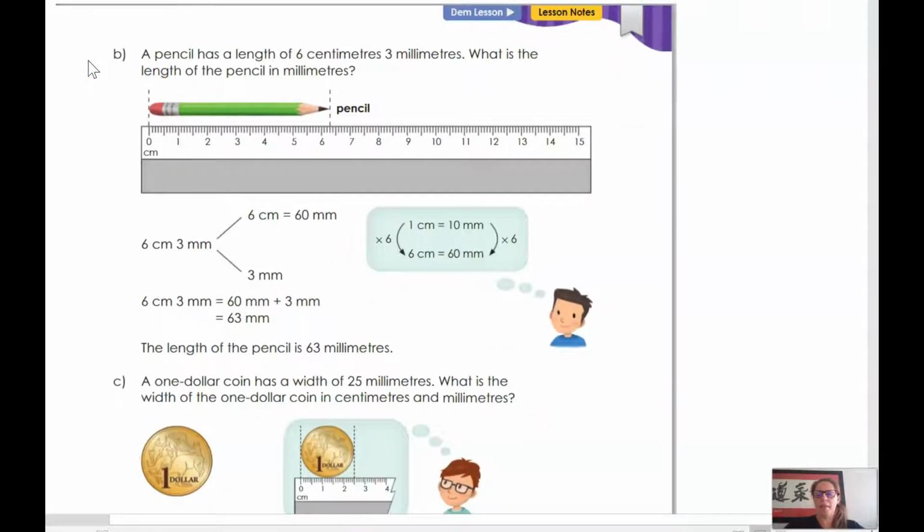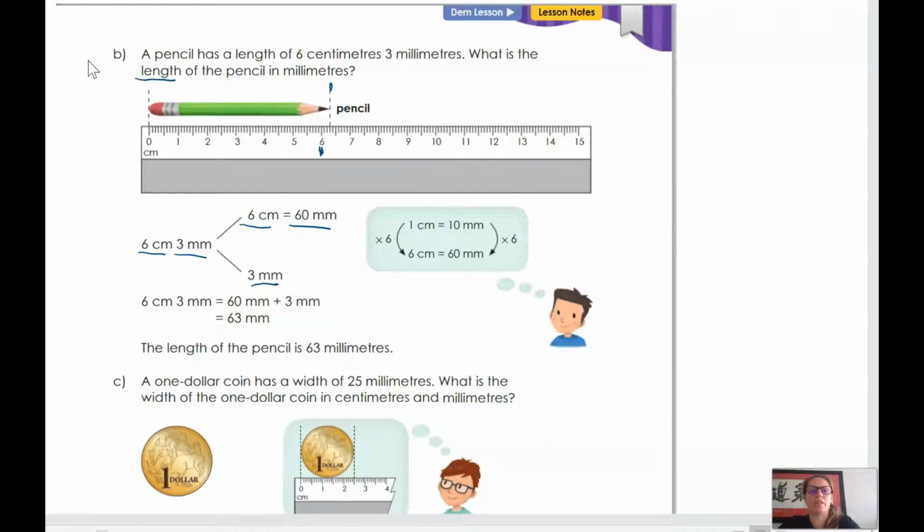So in this B section, it says a pencil has a length of 6 centimetres and 3 millimetres. So we can see that the 6 centimetres is just in this section here. And this line here that is past the 6 centimetres is that 3 millimetres. What is the length of the pencil in millimetres? So here they have it, 6 centimetres and 3 millimetres. 6 centimetres equals 60 millimetres. And you have your 3 millimetres.